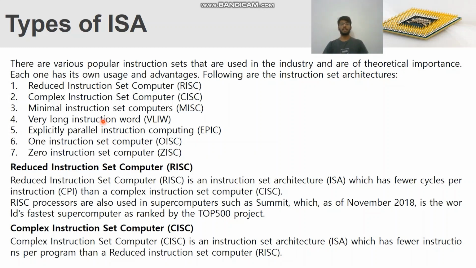Whereas the CISC architecture contains a larger number of complex instructions which have dedicated hardware implemented in the CPU. Such instructions are multiplication and division instructions, and these instructions require more clock cycles to execute than the primitive instructions such as addition. And the CISC architecture has fewer instructions per program than the RISC architecture.